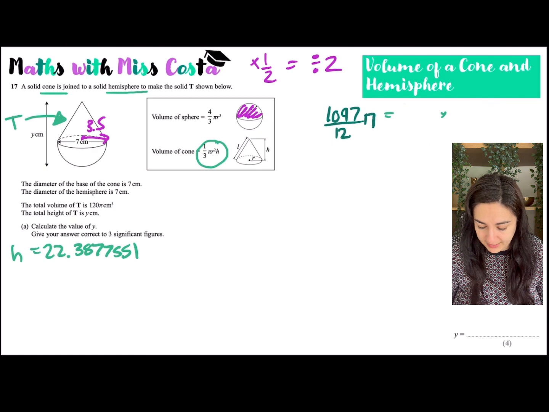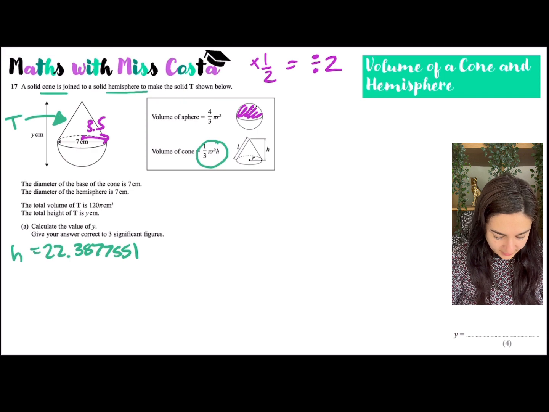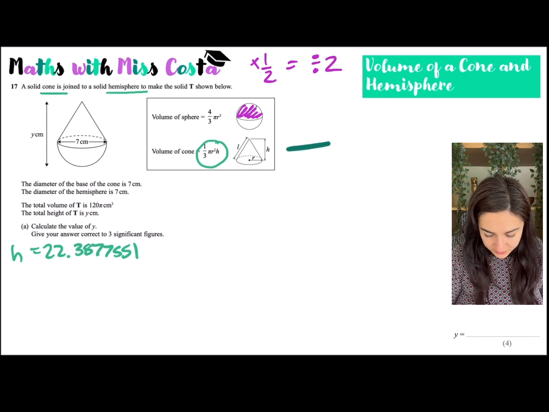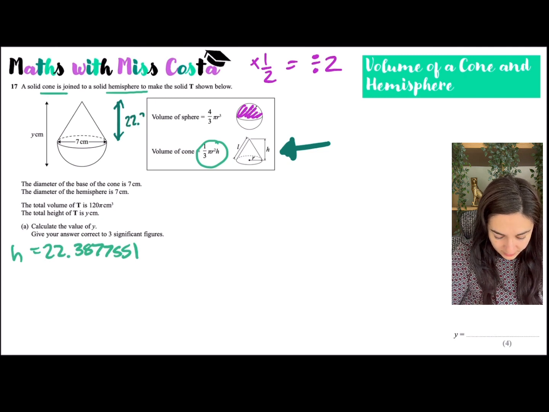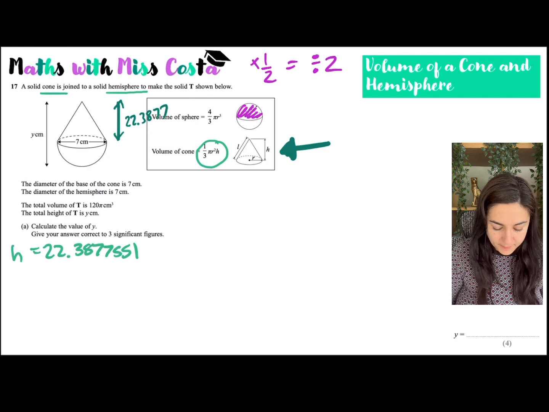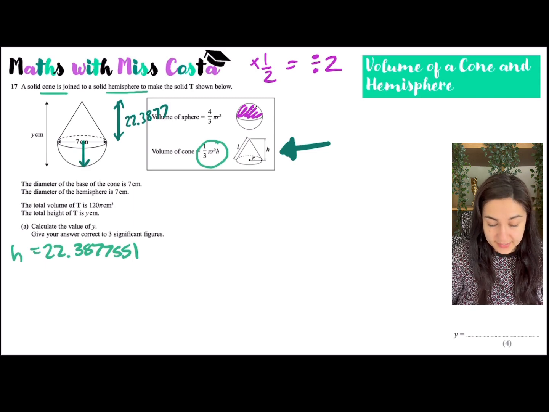So I figured out what h is. Now let's see what I can do next. And h is going to be, in relation to my cone, this part here. So I know that that must be 22.3877. Now I also know it's a hemisphere, so I know that there must be a radius going from here to there. And I know that the radius of this shape is 3.5 because we spoke about that. So the diameter is 7, so therefore the radius is 3.5.